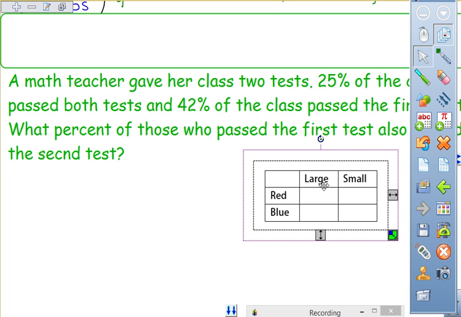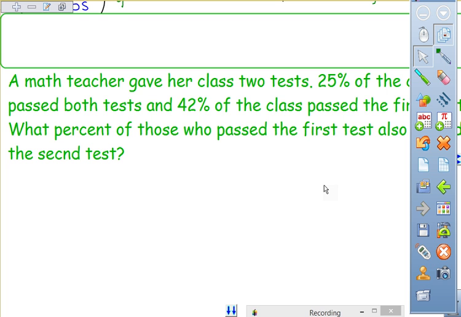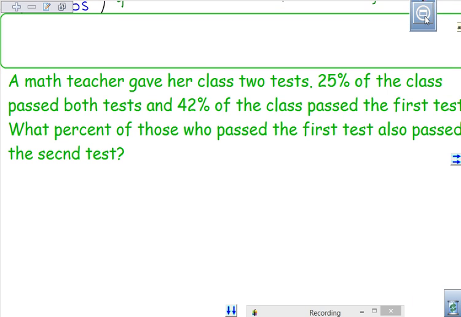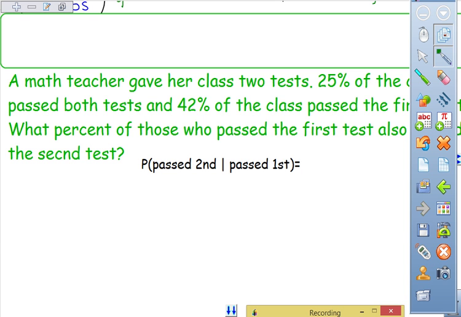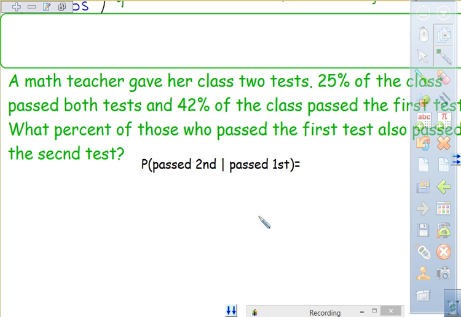Well, it looks like this table was from the previous example. This is what I believe the question is asking. Out of all those who passed the first test, who also passed the second test? So our denominator is going to be those that passed the first test. So 42% passed the first test, and the numerator is going to be passing the first and the second test. So that was 25%. Work that out on your calculator, and you're getting 59 hundredths, or 59%.